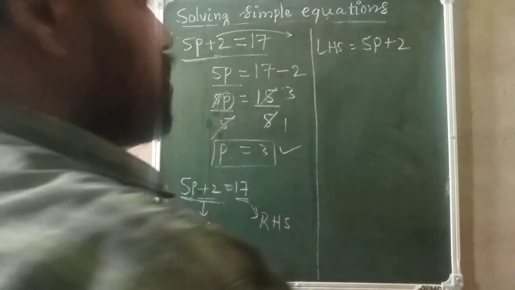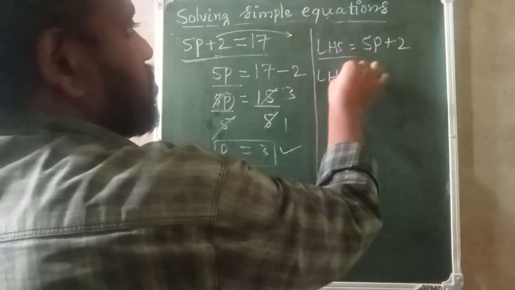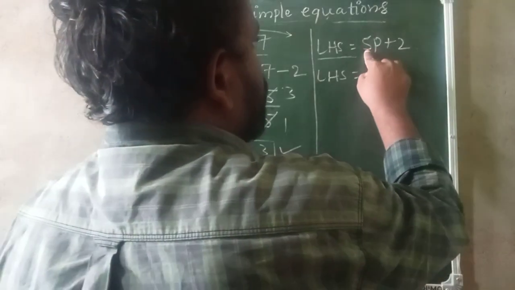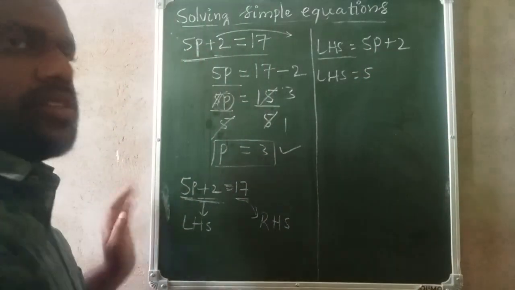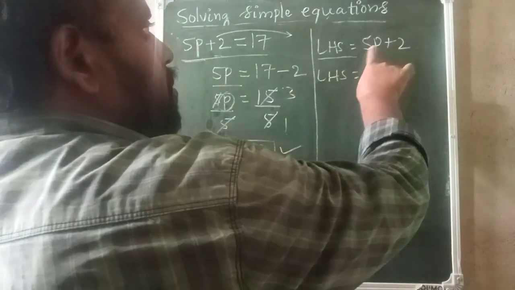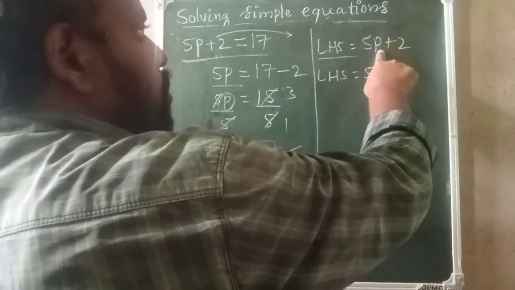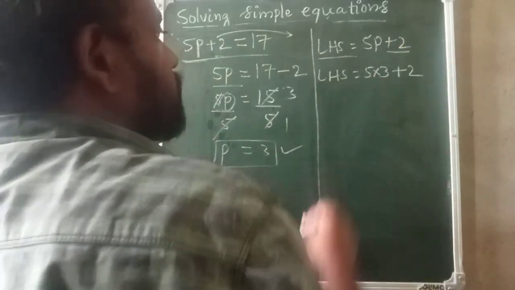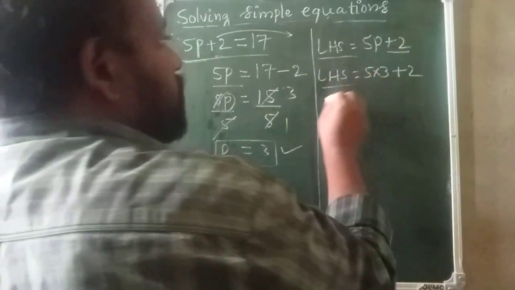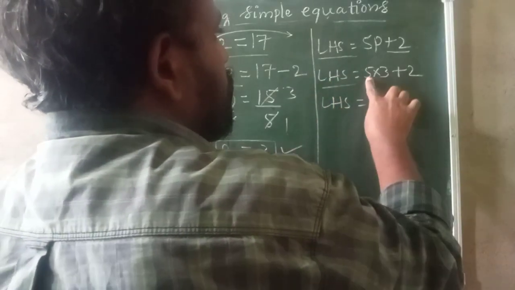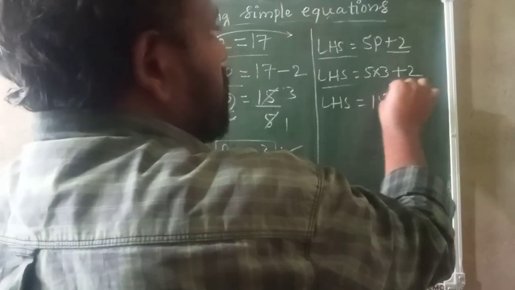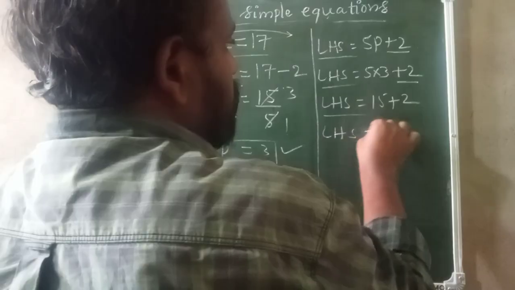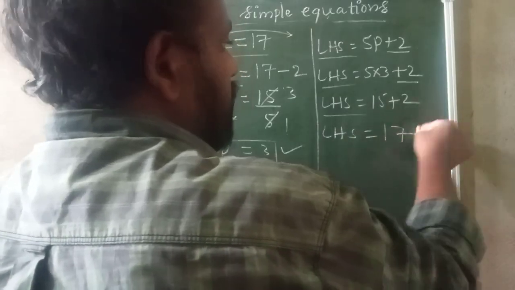So before substituting, write LHS is equal to, so 5p, I already said, means 5 into p. Between 5 and p there is a multiplication. So in place of p substitute 3, plus 2. Next step, write LHS is equal to, as it is, 5 into 3. 5 threes are 15. This plus 2. Okay. Next write LHS is equal to 15 plus 2 is 17.